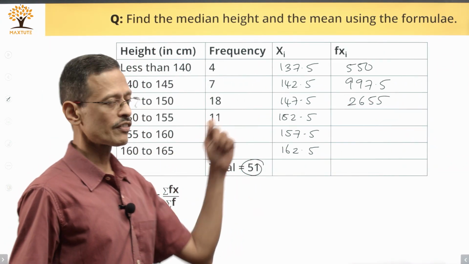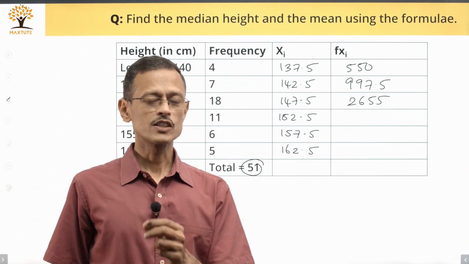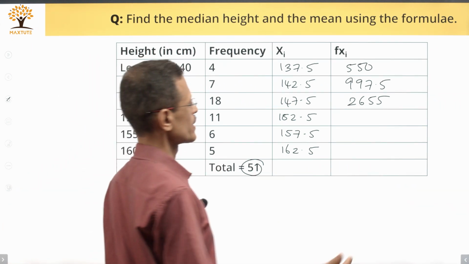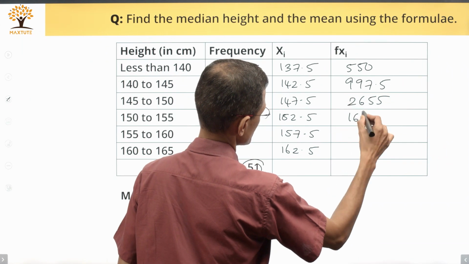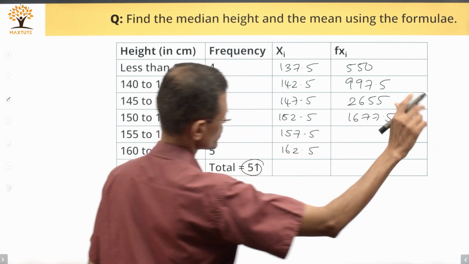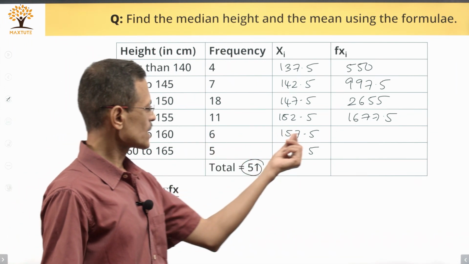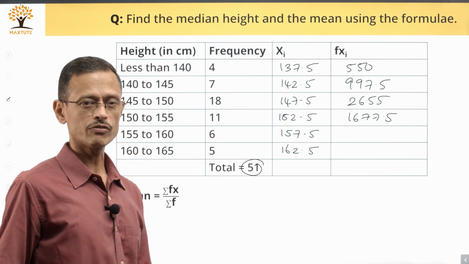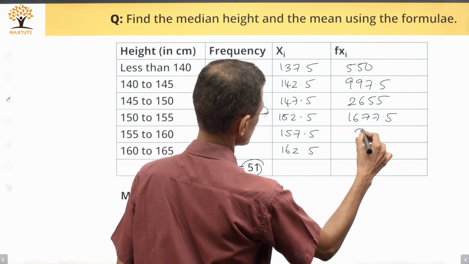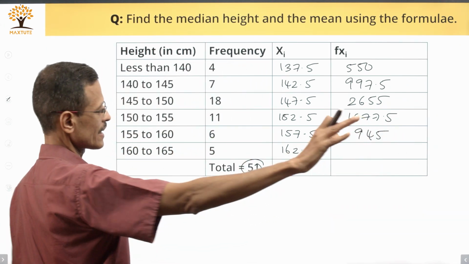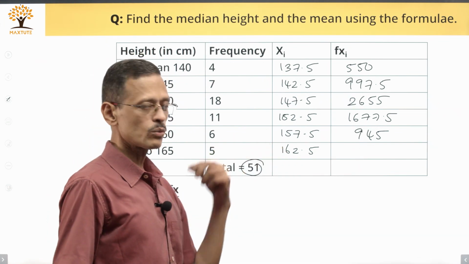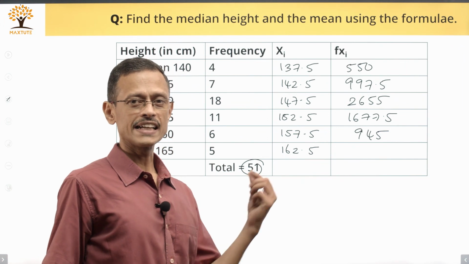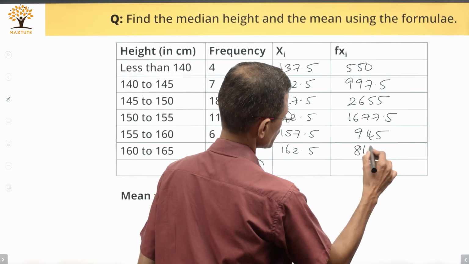Next one, 11 into 152.5. 150 into 11 is basically 1650. 2.5 into 11 is 27.5. 1650 plus 27.5 is 1677.5, right? 1650 plus 27.5. 6 into 157.5. 6 into 150 is easy, 900. 7.5 into 6 is equal to 45. So, 900 plus 45 is equal to 945. One more calculation to do before we add it all up. 5 into 162.5. 16 into 5 is 80. 160 into 5 is 800. 800 plus 12.5 is 812.5.